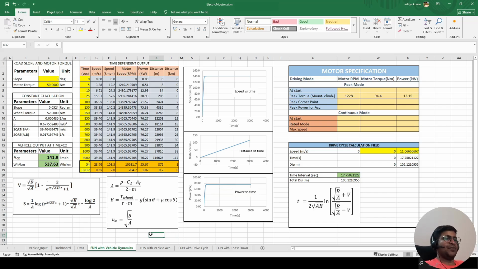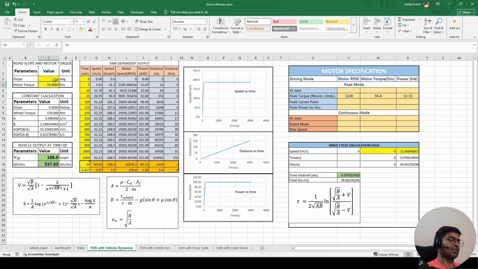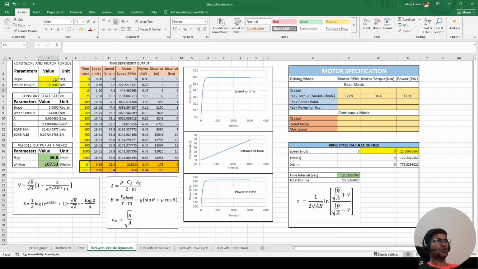Now let's proceed. In this Excel sheet there are only two input parameters, which are the slope of the road and the motor torque. So let's put the slope of the road as 0 and the motor torque here as 10 Newton meter. These are the only two input parameters you have to play with in this sheet. In the next area I am calculating the constants a and b. I have converted the gradient from degrees into radians.